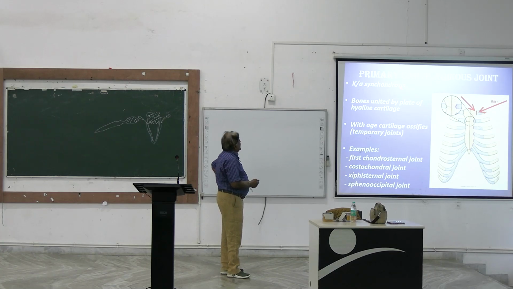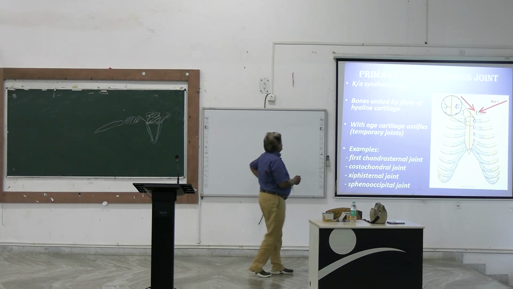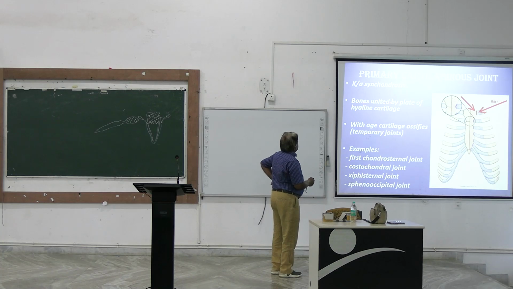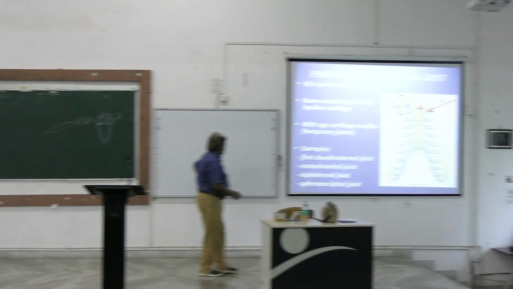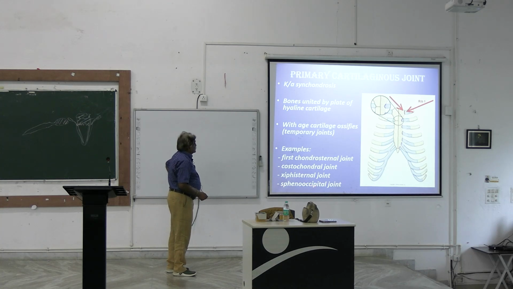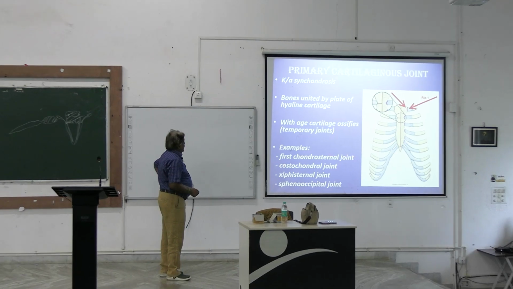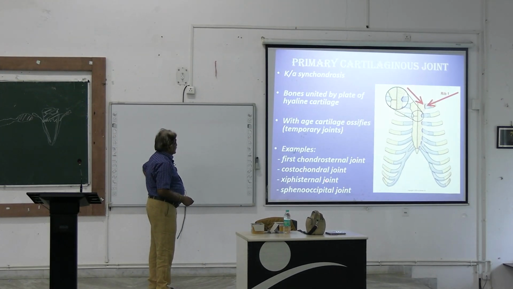Now you see, primary cartilaginous joint, synchondrosis. See, bones are united by a plate of hyaline cartilage, here rib 1. With age, the cartilage ossifies, so it is a temporary joint. Examples: first chondrosternal joint, costochondral joints, xiphisternal joint, and spheno-occipital joint.